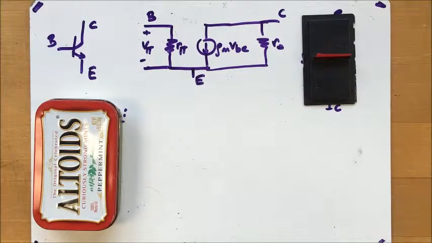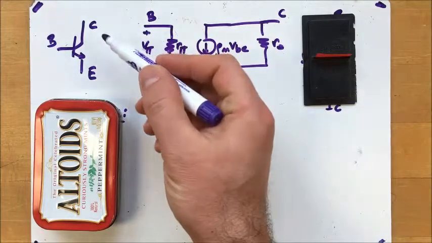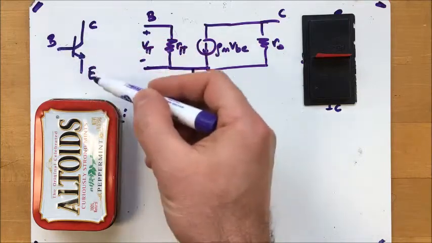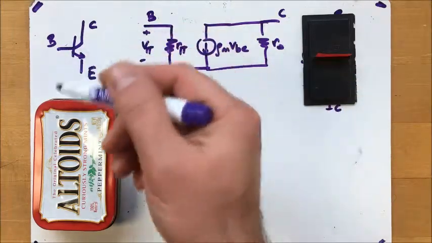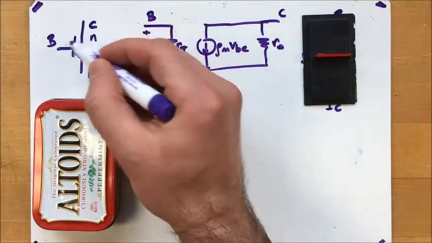Let's briefly talk about the bipolar transistor and NPN transistor's small signal model. So you have the transistor: collector, base, and emitter. The emitter is the arrow. The arrow is pointing outward, which means this is an NPN transistor.